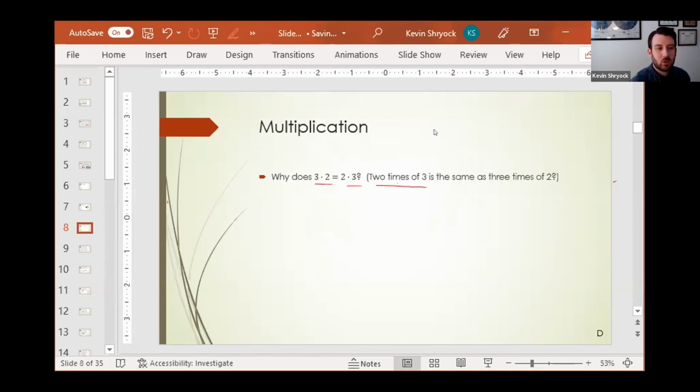And similarly, 2 times 3 can be thought of as 3 times of 2, or vice versa. So let's take this and let's model this, shall we? 2 times of 3, well, here's 1 time of 3. I'll model it with my blocks. That's 1 time of 3.